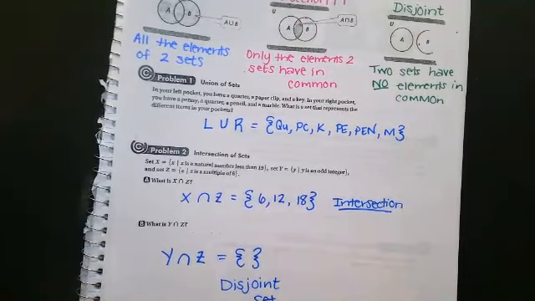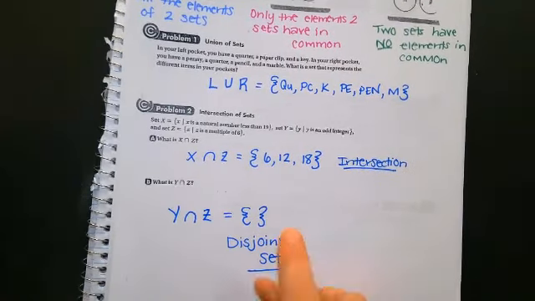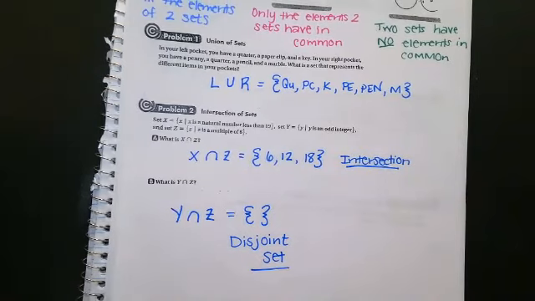Sometimes we do this and we have disjoint sets, meaning you try to find elements that they have in common and they have none, and that's a disjoint set.